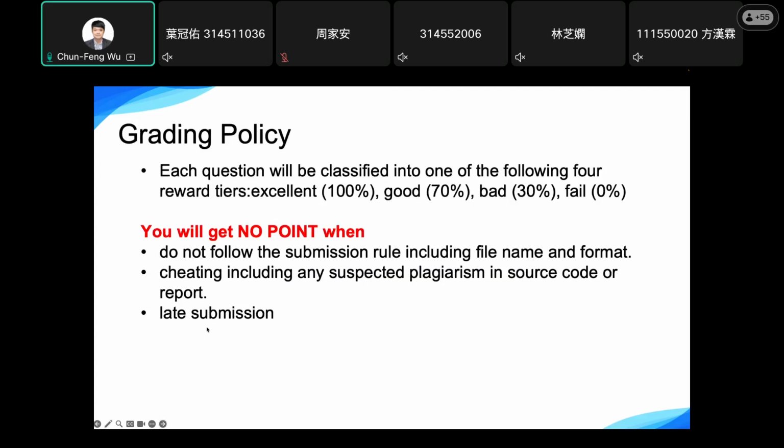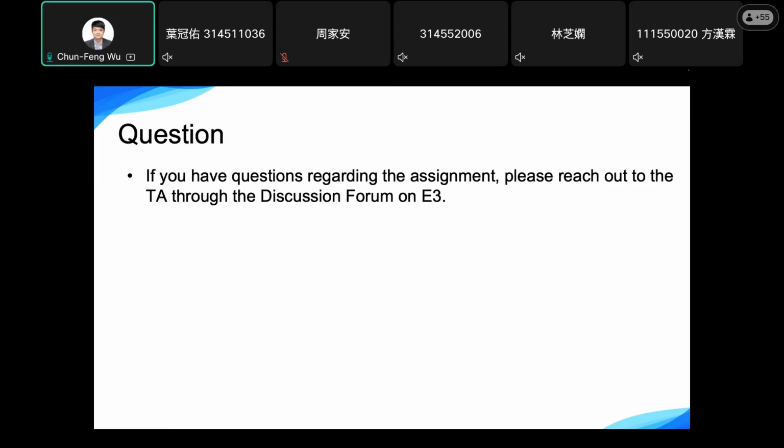Here is the grading policy. There are four category scores you can get, and you will get no points if you don't follow the submission rules I mentioned before, if you cheat, or if you submit late. If you have any questions about this assignment, you can reach out to the TA through the discussion forum on B3.